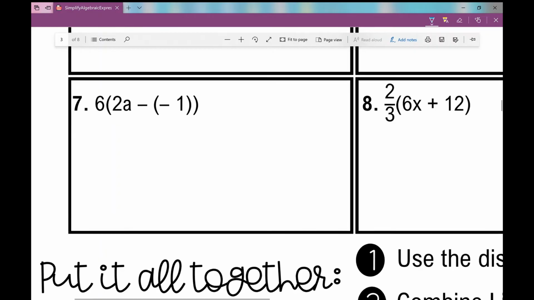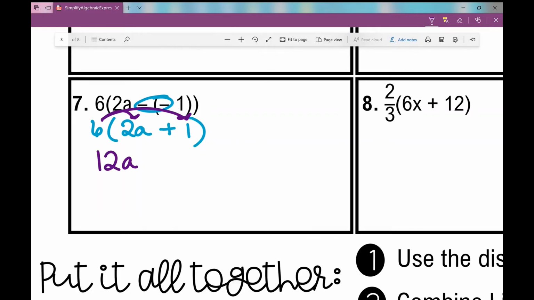So again, I like to rewrite everything with 1 sign in front of the number. That really just helps with our integer rules. So I'm going to rewrite this as 6 times 2a, and then if I see minus a negative, I'm going to change it to a positive. So 6 times 2a plus 1. And now to get rid of the parentheses, I'm going to multiply 6 times 2a and 6 times 1. What's 6 times 2a? 12a. What's 6 times 1? Positive 6. I've got 2 terms in my answer. They're both changed. We're good.